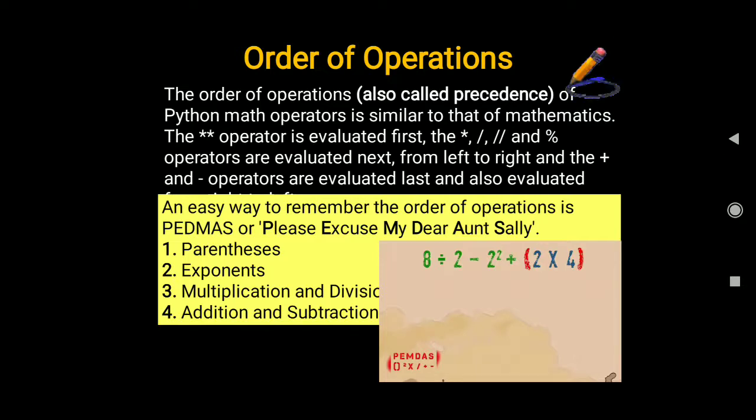Now, order of operations. Order of operations, also called operator precedence, is a set of rules specifying which procedures should be performed first in a given mathematical expression. Students, in math we follow the rules of BODMAS, but in Python we follow the rules of PEDMAS. PEDMAS stands for Please Excuse My Dear Aunt Sally.